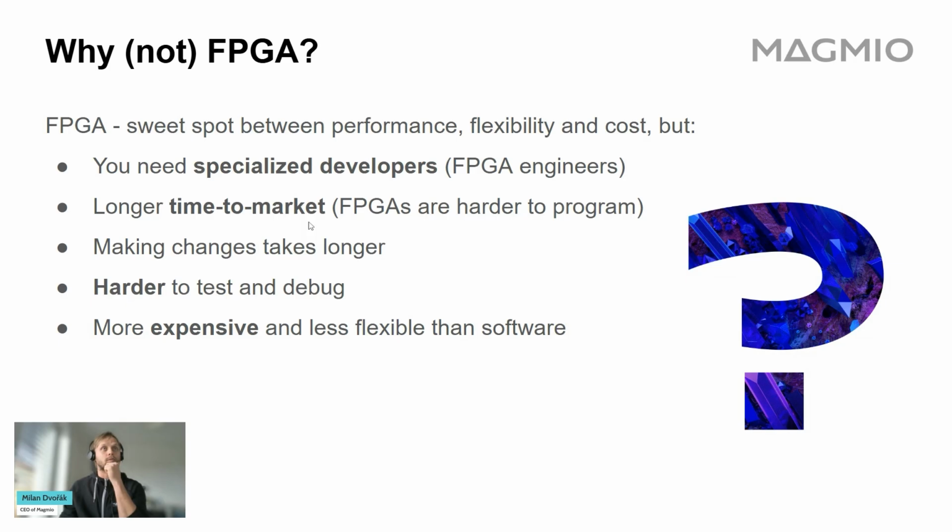I already mentioned the time to market is longer compared to software because FPGAs in general are harder to program. Making changes, changing the functionality, while possible, takes longer than software. It's harder to test and debug, and in general, it's more expensive and less flexible than software. So that's how you pay for the better performance. There's a higher cost, and there's some pain with using FPGAs.